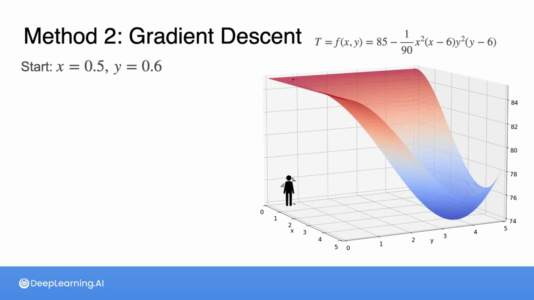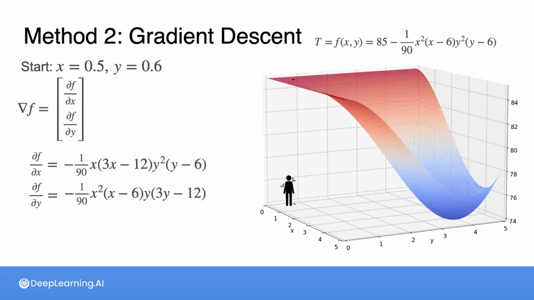This is the formula for the temperature. It's 85 minus 1 over 90 x squared times (x minus 6) times y squared times (y minus 6). And let's run a couple of steps of the gradient descent algorithm. Let's start with the point (0.5, 0.6). Now we have to calculate the gradient, which is the partial derivative with respect to x and the partial derivative with respect to y put together in a vector. We've already calculated these derivatives previously, so here they are. And all we need to do to find the gradient is to put them together in a vector.